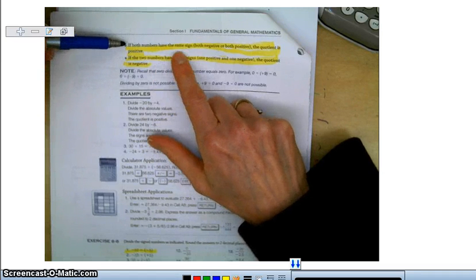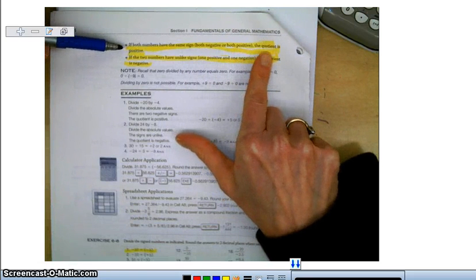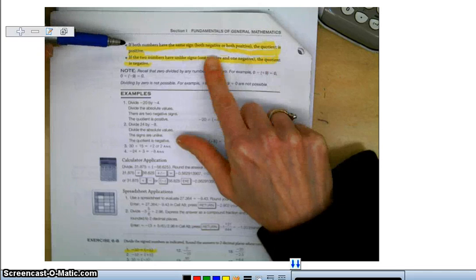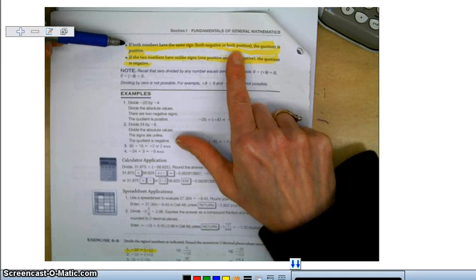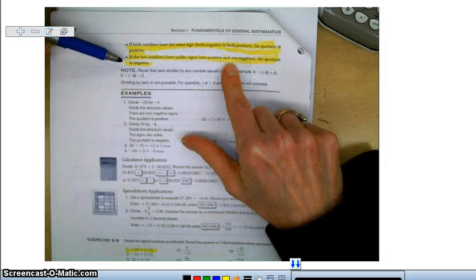So if both numbers have the same sign, both negative or both positive, the quotient, the answer to the division, is positive. So two negatives or two positives make a positive. If the two numbers have unlike signs, one positive, one negative, the answer is negative.